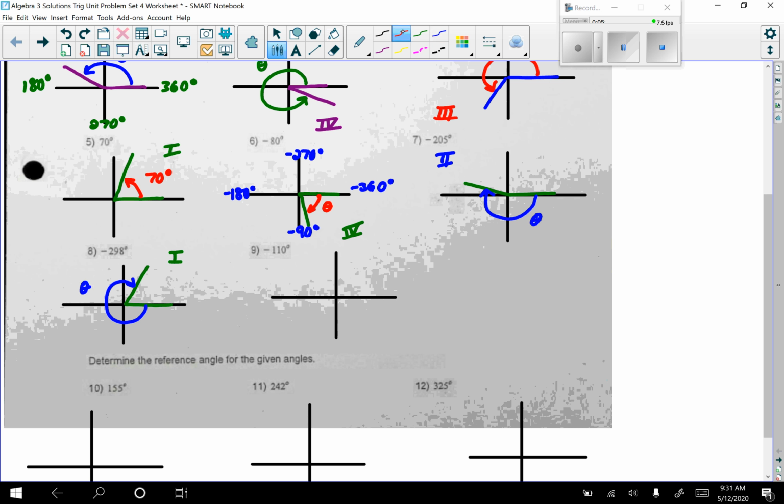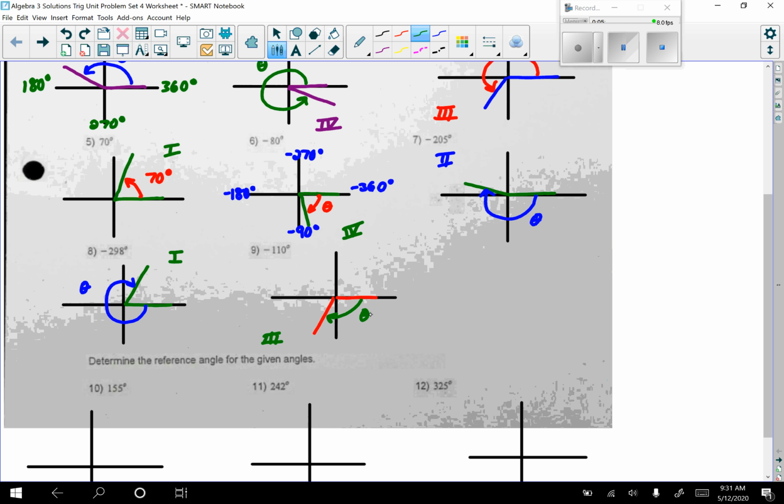And then number 9, negative 110 is going to be in quadrant 3 because we're just a little bit past the negative 90 here. So here's my initial side. I'm going to show 20 degrees past that. So we're looking at this, quadrant 3, and then the direction as such.